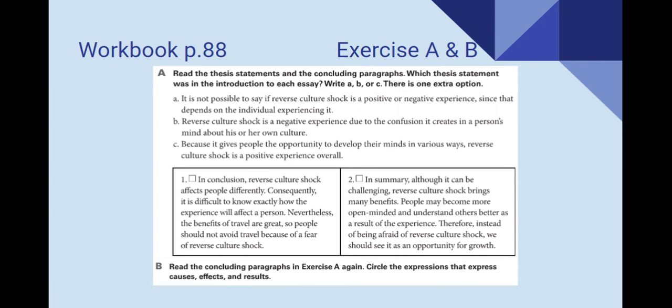Okay, so for paragraph 1, the thesis statement was letter A. And in paragraph 2, the thesis statement was letter C. Now, for part B, we're going to read the concluding paragraphs again and circle the expressions that express causes, effects, and results. The first one we have is consequently. Pause the video while you work on the rest, please. Okay, guys, we're going to check this during our class.